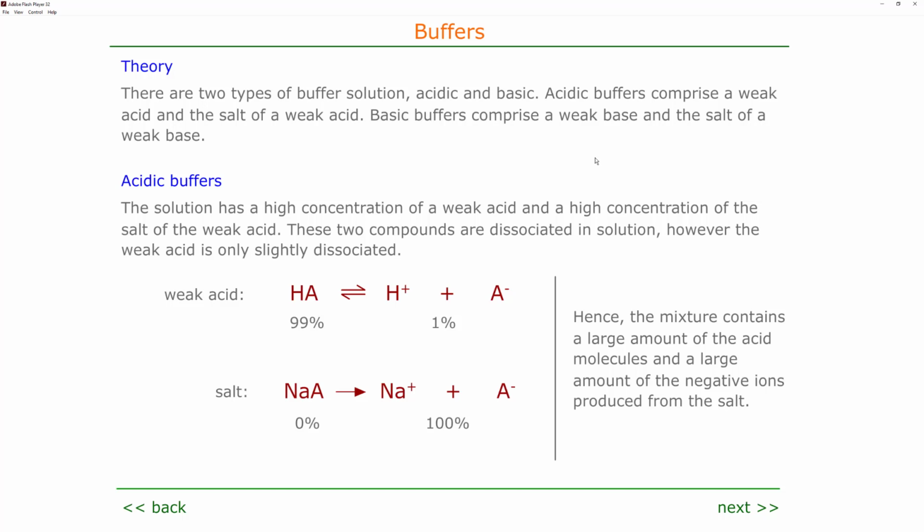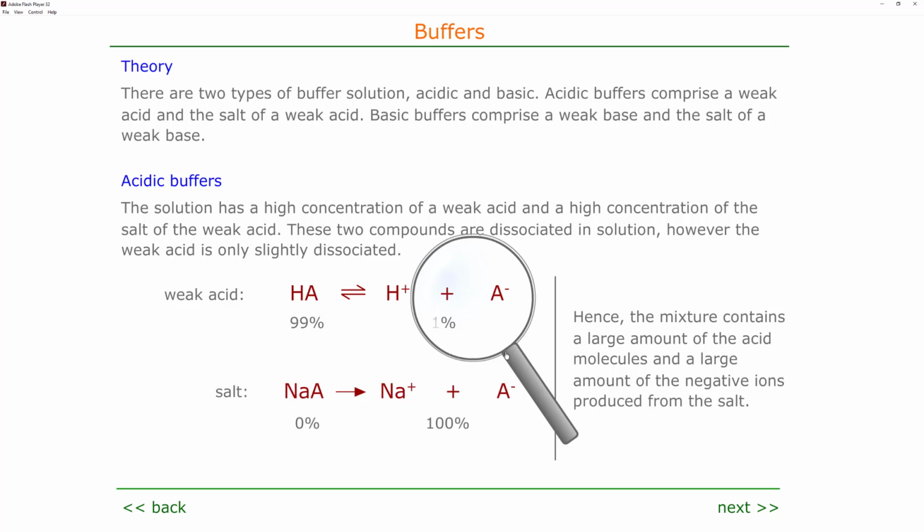Let's deal with acidic buffers first. The acidic buffer is, as I said, we can use it as an example, ethanoic acid and sodium ethanoate. Let's have a look down here. We'll see that because the acid, ethanoic acid, is a weak acid, it only dissociates very, very slightly into hydrogen ions and ethanoate ions. In fact, we could say, as a rough guide, we've got around about 99% of the ethanoic acid molecules and about 1% dissociation of hydrogen ions and ethanoate ions, A- in this case.